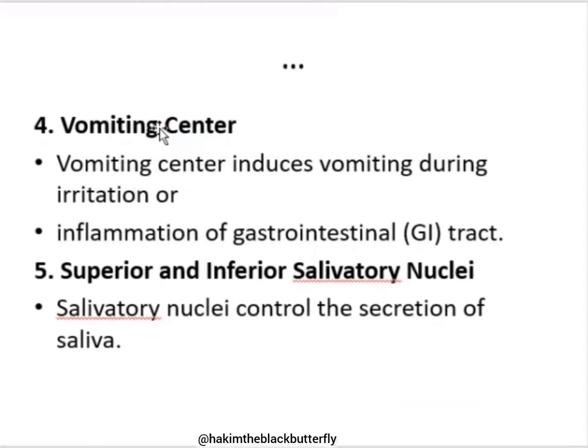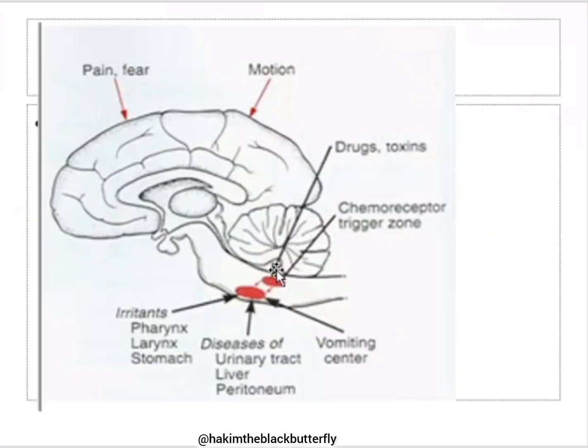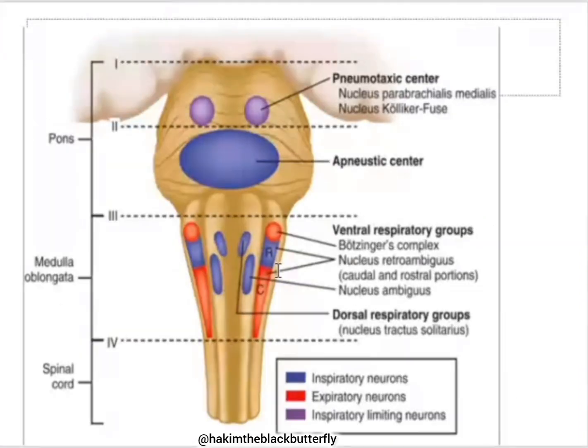So I've talked about the vital centers which are located in the medulla oblongata. There's also what we call the salivatory nucleus, which controls salivation. You read about them. So these are some of the centers which are located in the medulla oblongata, the respiratory centers. We have the ventral group and the dorsal group. All of them control respiration. You're going to go and read about them and their functions.